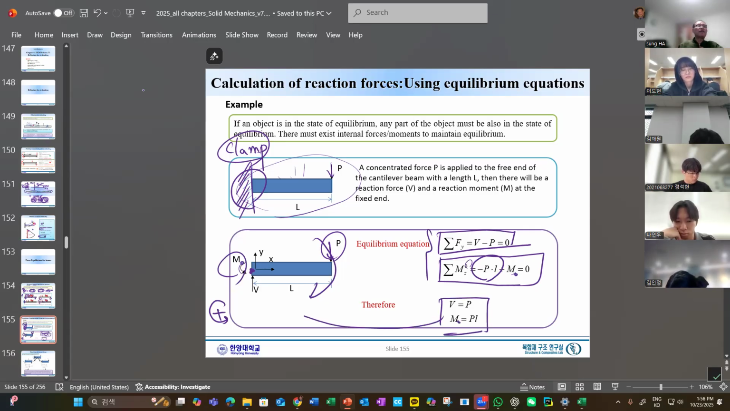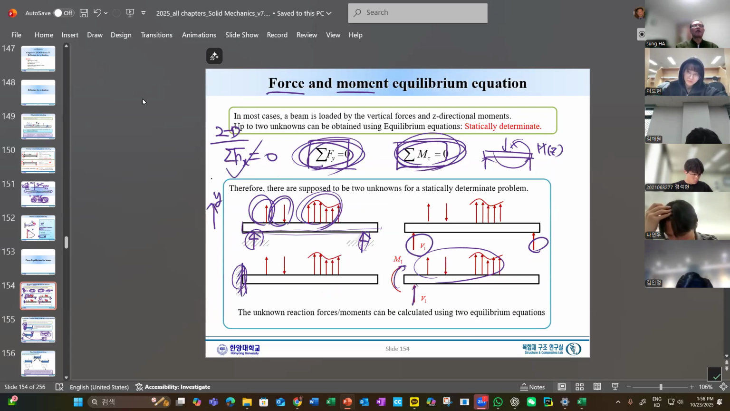This is the reaction force which would be generated at this point. So with this simple clamped beam, if we apply the P, the reaction force will be P, and the reaction moment will be P times L. Okay. What I'm doing here in this slide is to demonstrate what we can do with this condition, force and moment equilibrium. Okay, force and moment equilibrium.